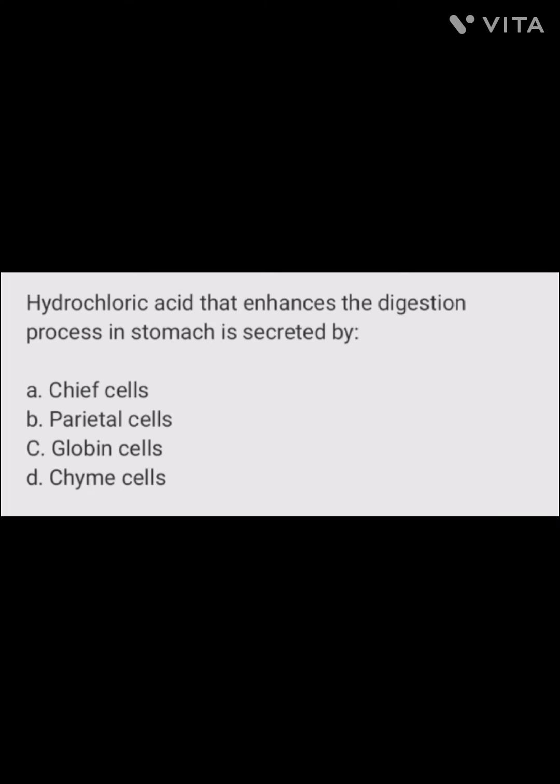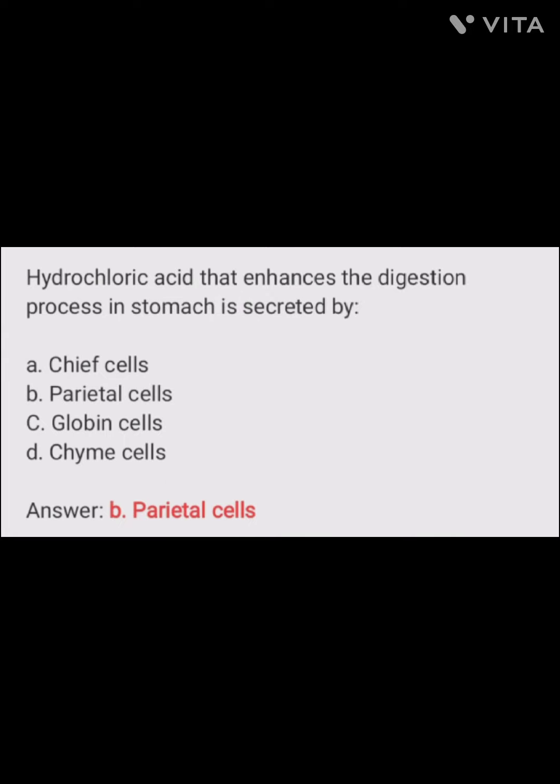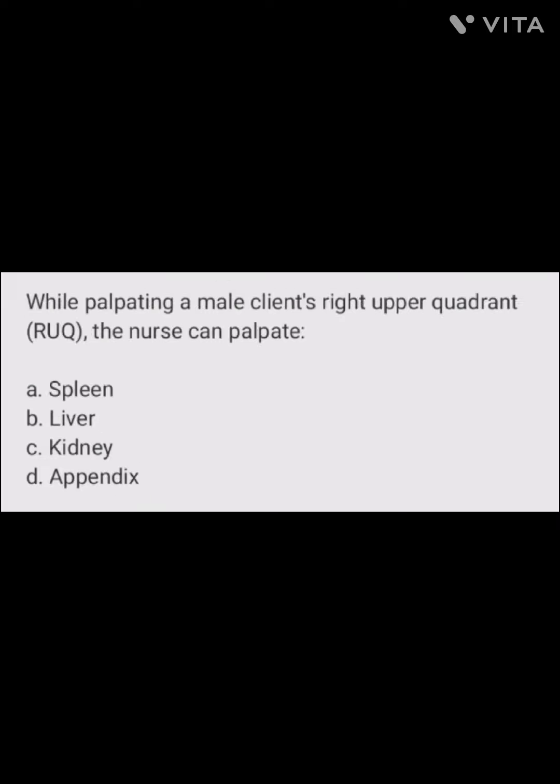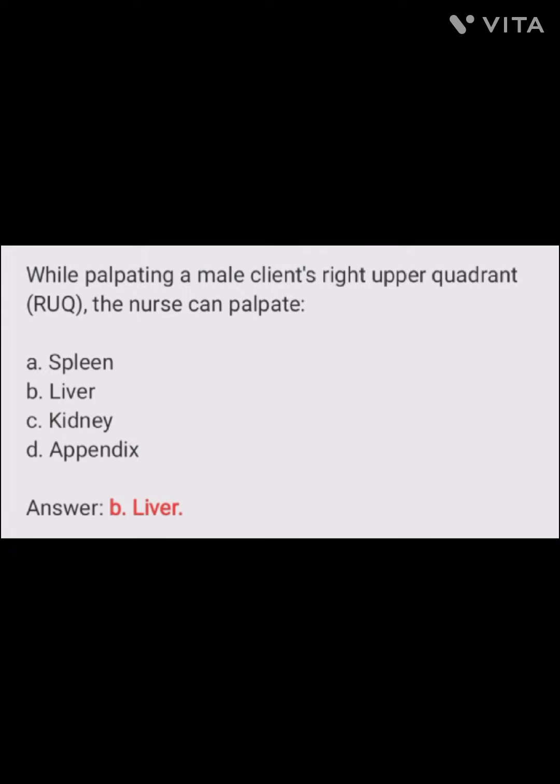Pepsinogen. Next question. Hydrochloric acid that enhances the digestion process in stomach is secreted by A. chief cells, B. parietal cells, C. globin cells, D. chyme cells. And the answer is B. Parietal cells. While palpating a male client's right upper quadrant, the nurse can palpate A. spleen, B. liver, C. kidney, D. appendix. And the answer is B.